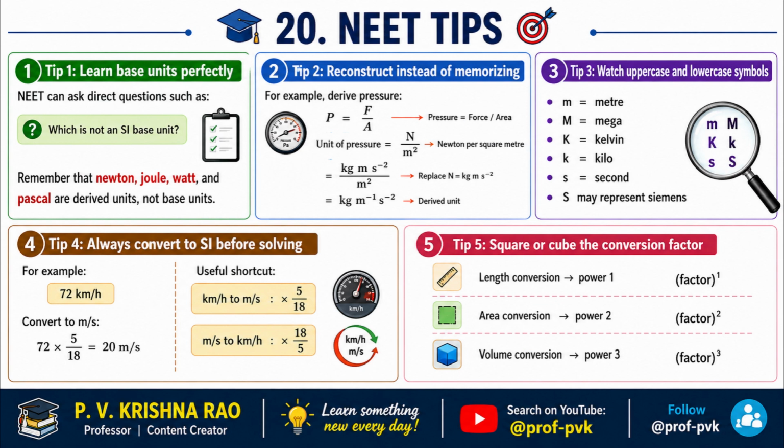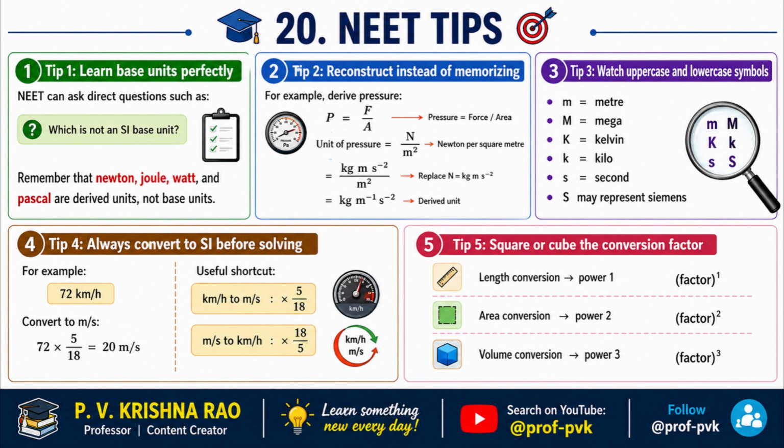Tip number 4. Always convert to SI before solving. Example I'm giving here. For example, 72 kilometers per hour. How to convert kilometer per hour into meters per second? Very simple. Multiplication factor is 5 by 18. Keep 72 as it is and multiply it by 5 by 18. You will get 20 meters per second.